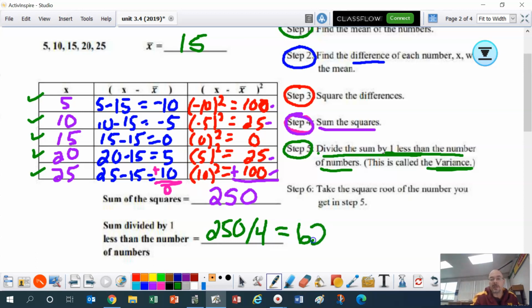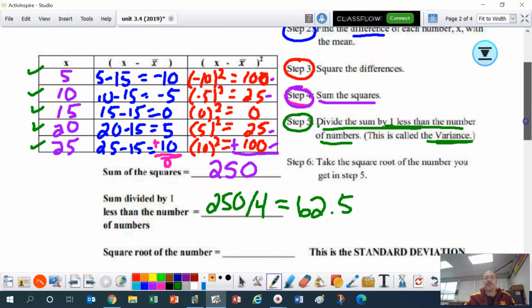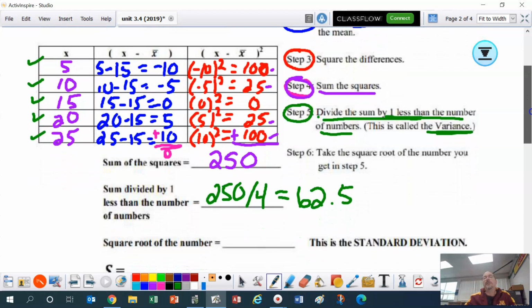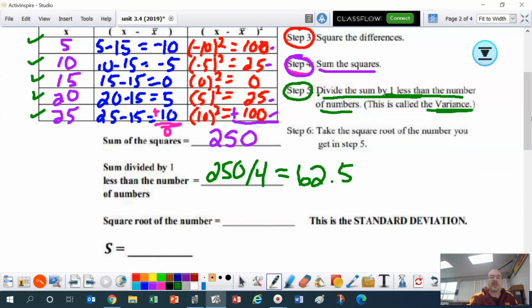Easy enough. The math so far has not been difficult. This is all math that you know. We're just putting a bunch of things together with it. And then since we squared the numbers, folks, in that third column, we squared all of those numbers, we want to undo the square. So that means in step number 6, we are going to take the square root of that number. So we're going to take the square root of the 62.5. That, ladies and gentlemen, is the standard deviation.